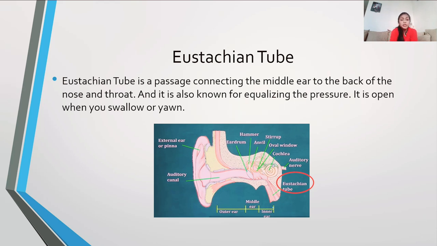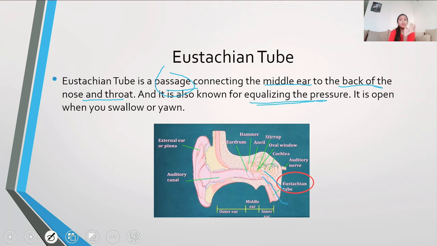The eustachian tube is a passage connecting the middle ear to the back of the nose and throat. This eustachian tube is connected to the middle ear, okay? You can see it is connecting the middle ear to the back of the nose and the throat. It is also known for equalizing the pressure. It is open when you swallow or yawn. So one main function of the eustachian tube is equalizing the pressure.